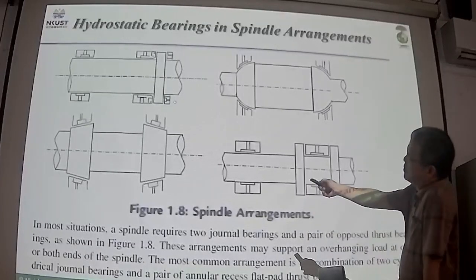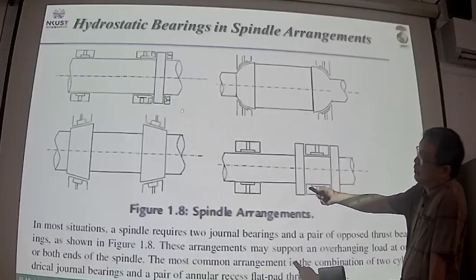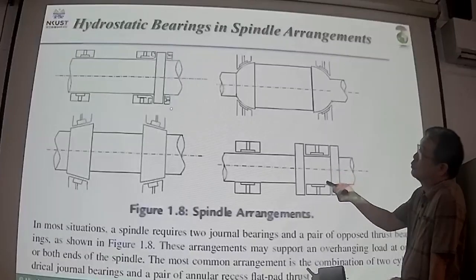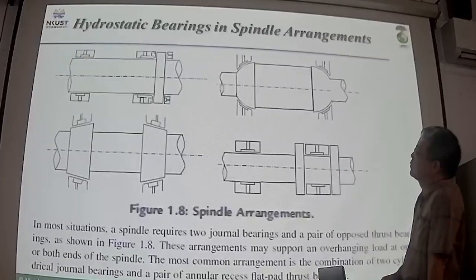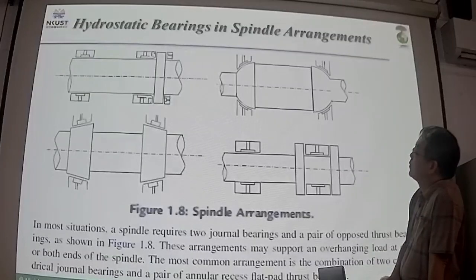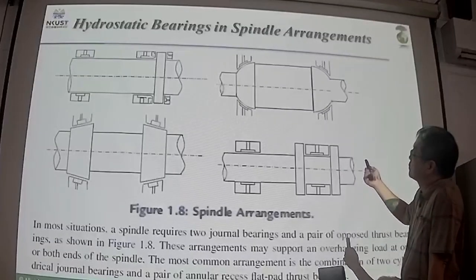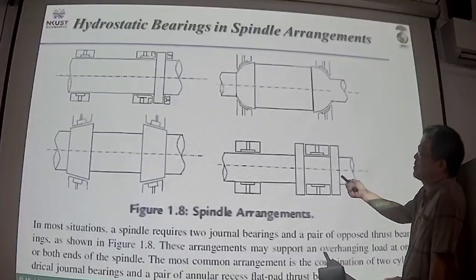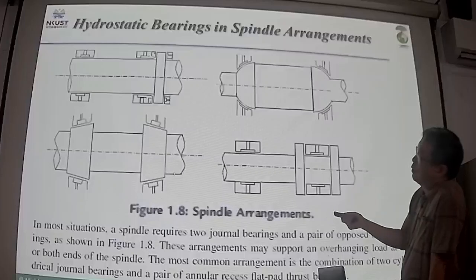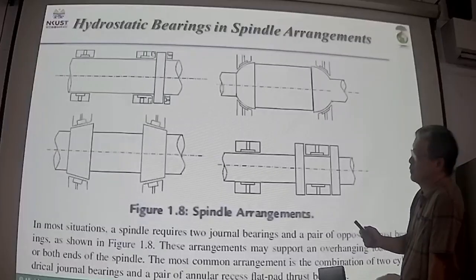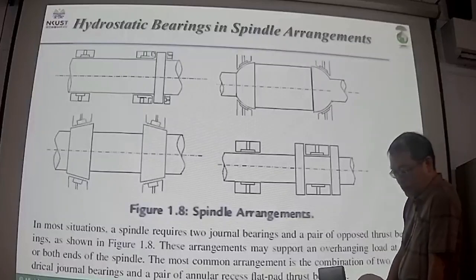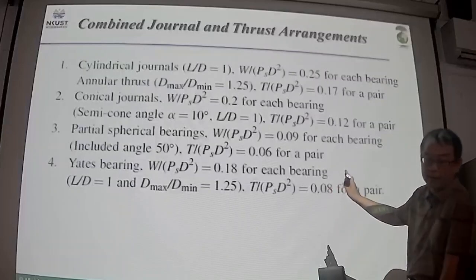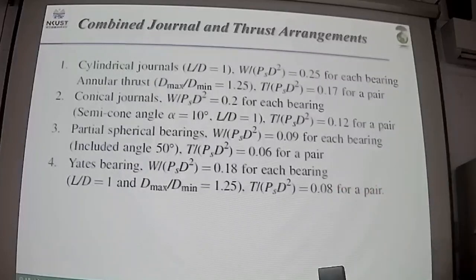So these are the spindle configurations for hydrostatic bearing. This is the traditional one: two thrust bearings, two journal bearings, and also the spindle design with two semi-spherical bearings or two conical bearings. And here are the basic parameters for your design. We will discuss this later in the design of the bearing configuration.